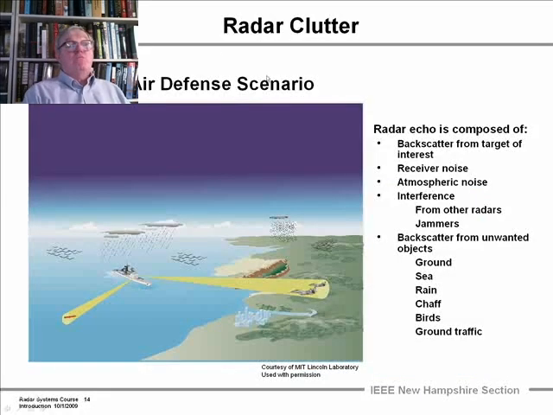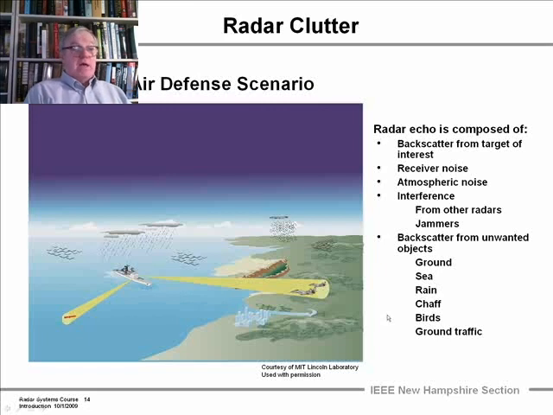Okay, now next to radar clutter. I've shown you a naval air defense scenario, just to show you the different kinds of things you can get back. Not just the echo from the target of interest, but receiver noise, atmospheric noise, and interference from other targets that are jamming you and just want to raise the threshold of noise in your receiver so you can't see anything out there. But backscatter from unwanted objects can be from the ground, from the sea, rain.